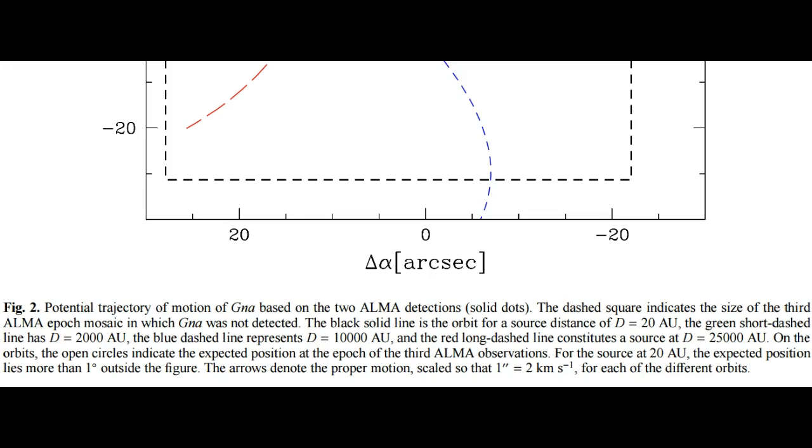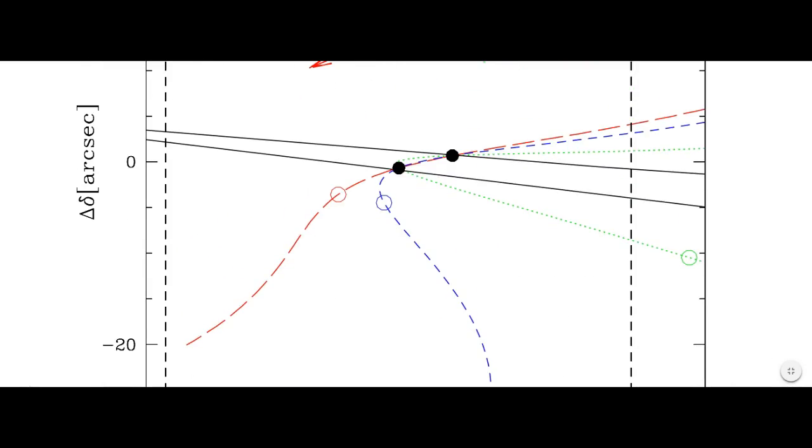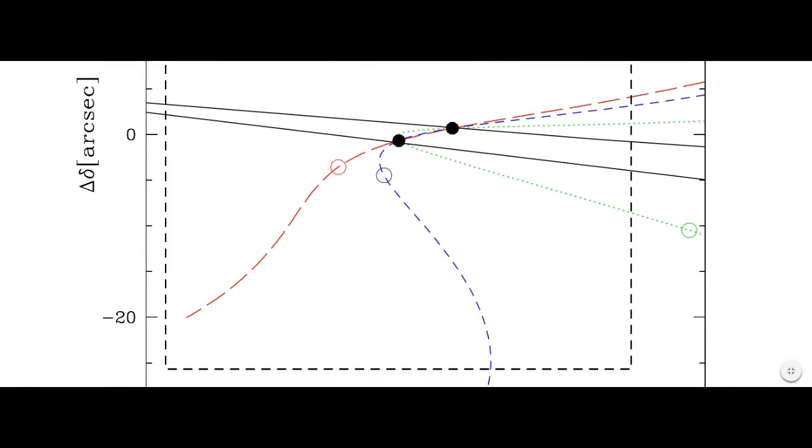Now, for the source at 20 AU, that's the outer distance, the expected position lies more than 1 degree outside the figure, and that's the one above. And the arrow denotes the proper motion, and that's what we looked at, remember, in the first video. Proper motion scaled so that 1 inch equals 2 kilometers a second for each of the different orbits. I'll pull that back up again, but guys, you'll have to pause it.